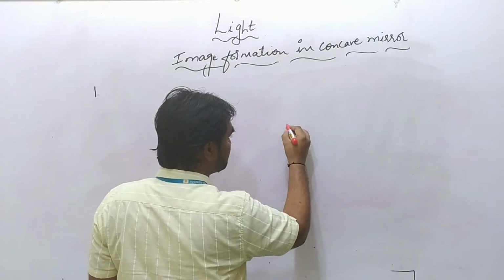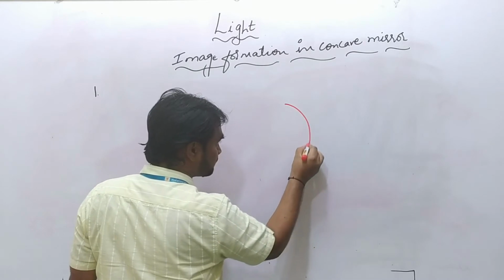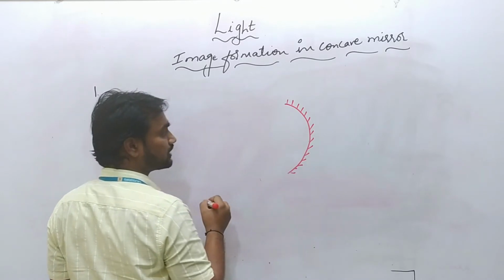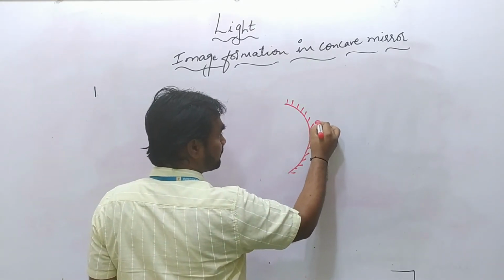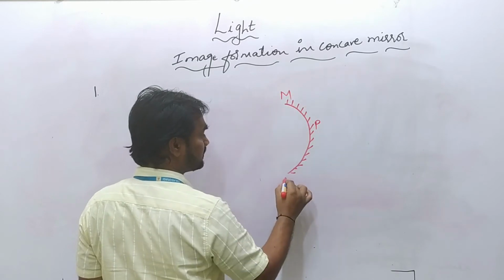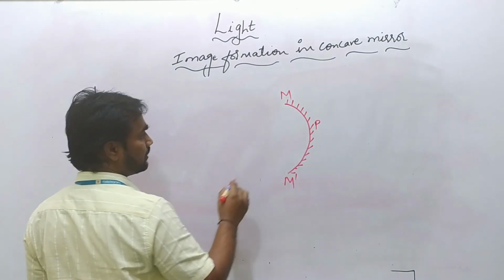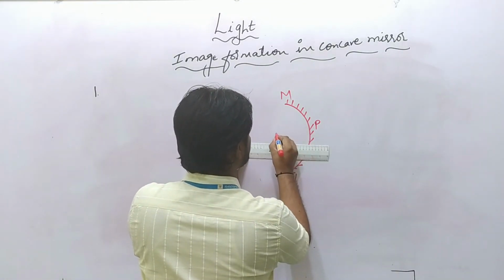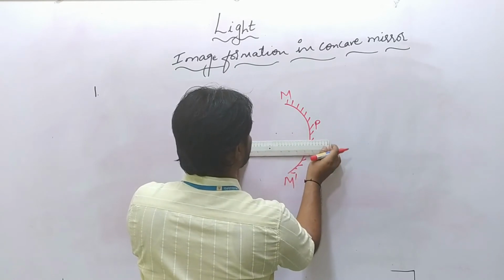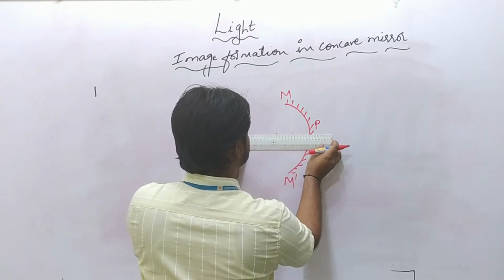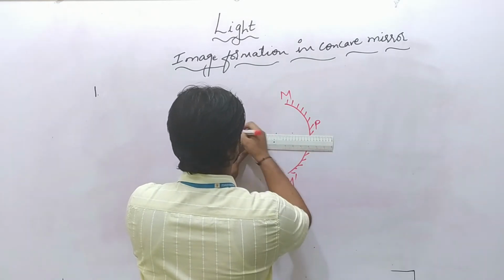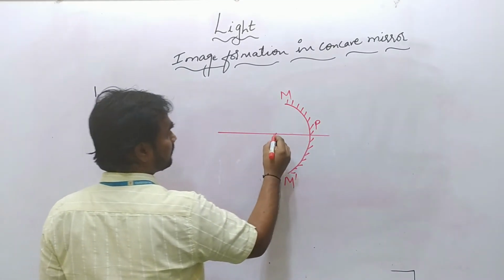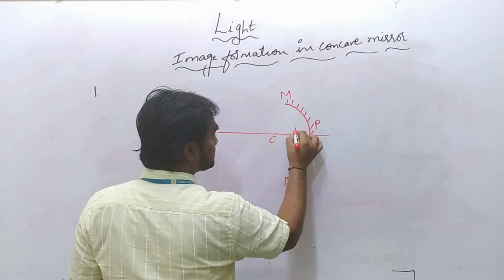So now you see. Suppose this is the concave mirror. The center of the reflecting surface is P, and the aperture we will name M M dash. If I have to draw the principal axis, I take the center of curvature here, C, and here I name the principal focus F. You have to be very clear while drawing this one.